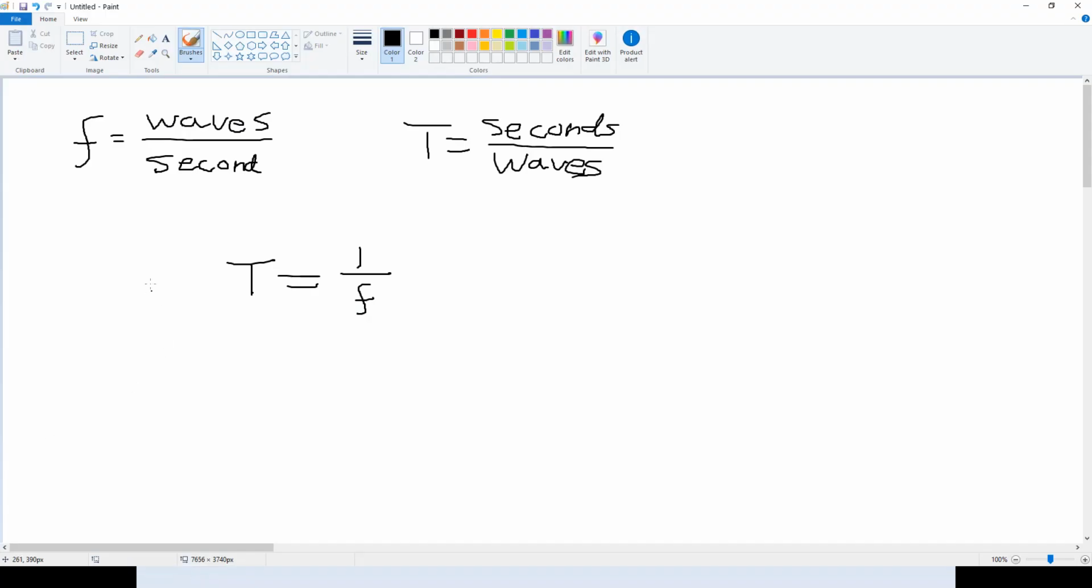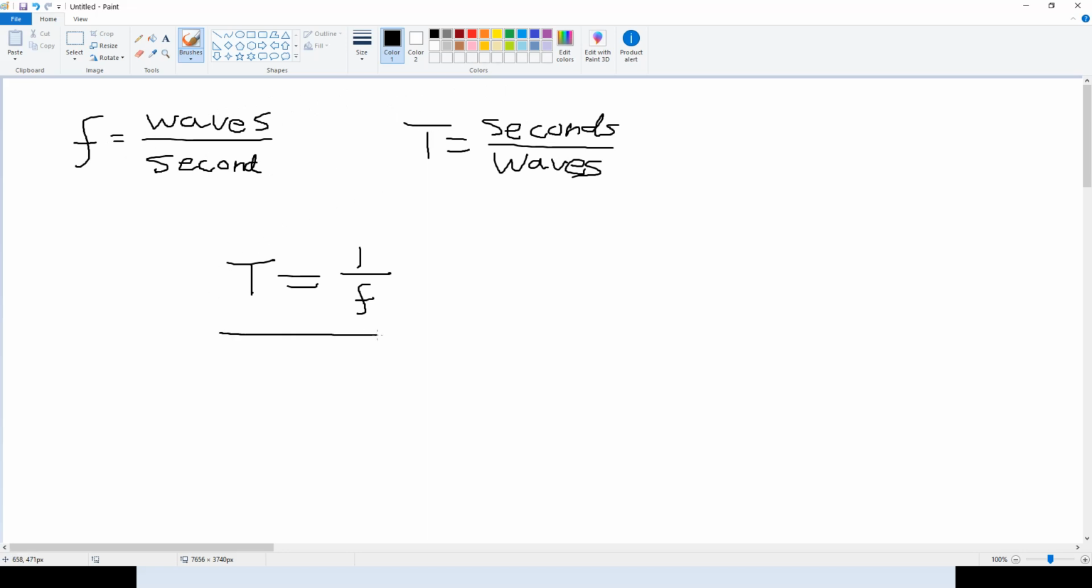Hey everyone, just wanted to quickly recap. So first, we have these three equations from the previous video. Frequency equals waves over seconds, period equals seconds over waves. These will not be given to you. These are just the definitions of what a frequency and what the period is.